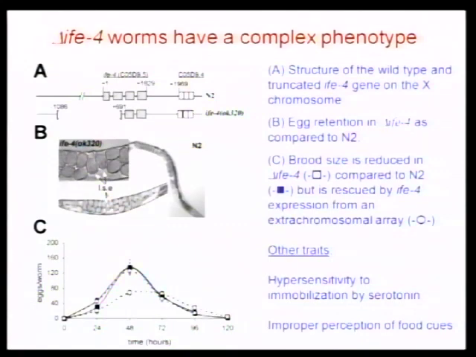So you have a delay in eggs being laid. You can restore that by expressing the eIF4. There's also hypersensitivity to serotonin, and so a complex phenotype.